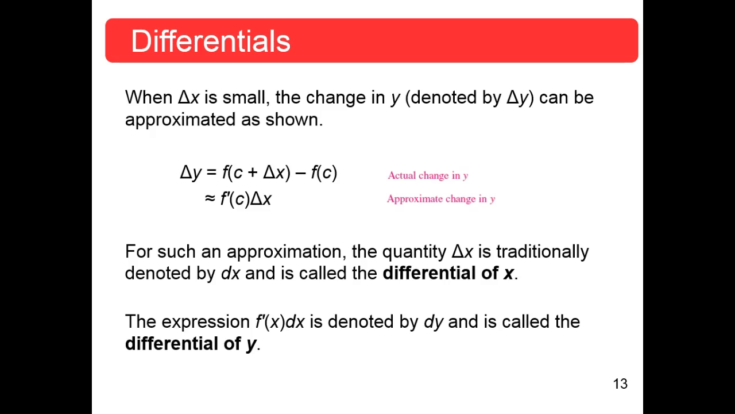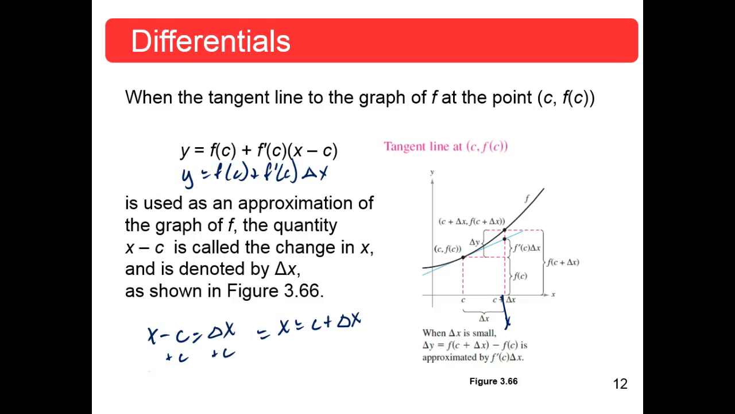Your delta y is your f of c plus delta x, that's the actual value of f, minus f of c. Okay? Which is approximately f prime of c delta x. Here's your delta y, which is the change of this to that. And that's approximated by f prime of c delta x. Not the same, but approximated by. Okay? Pretty close. The approximation differs only by that much.